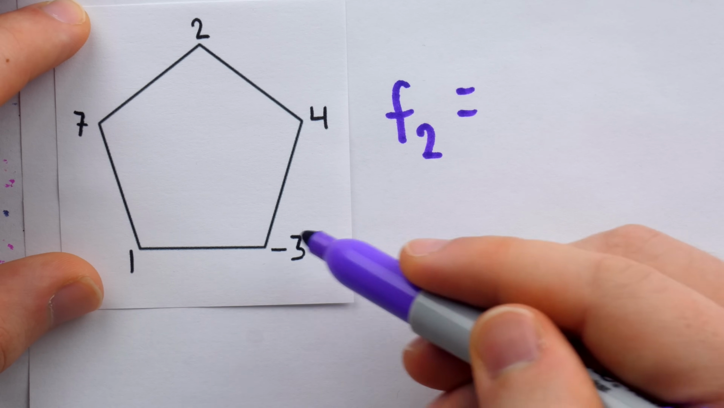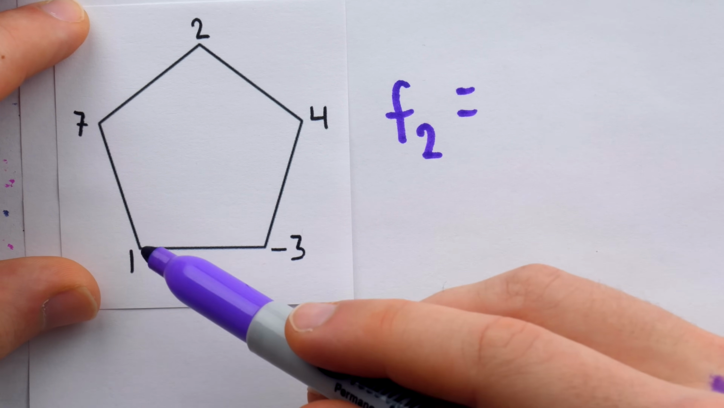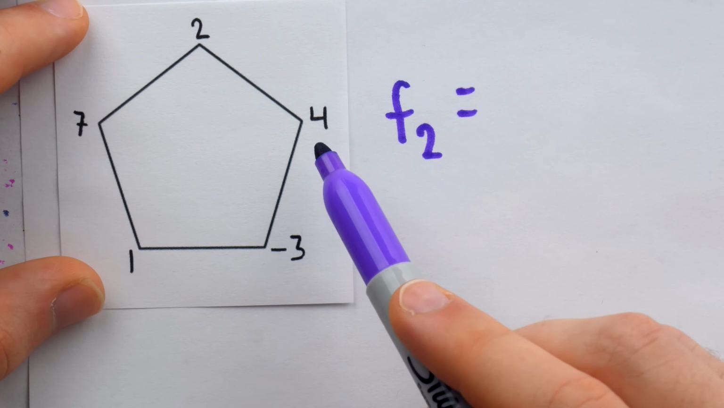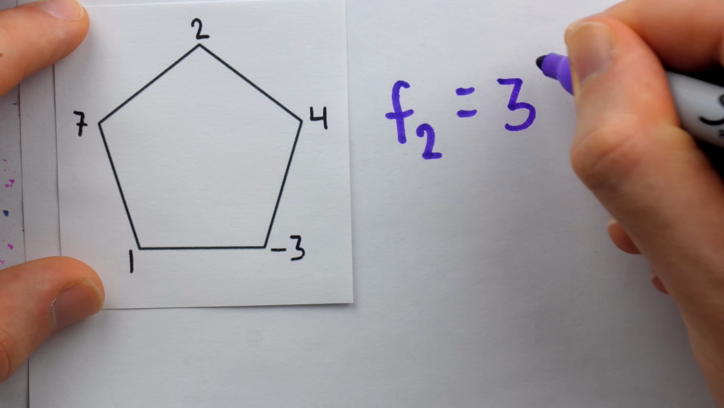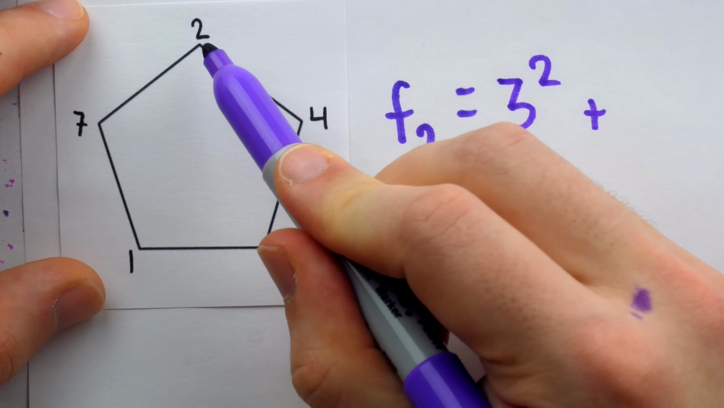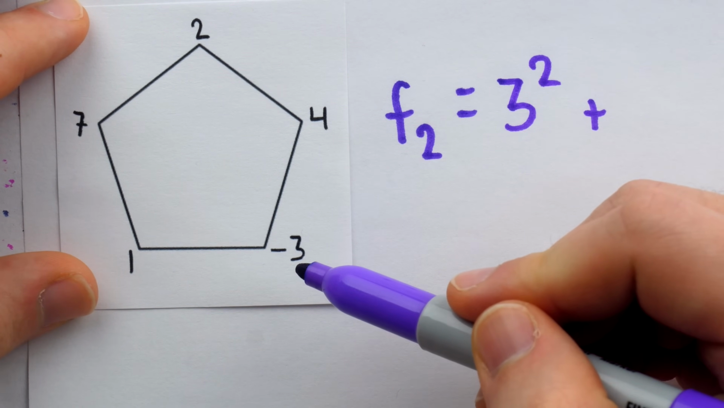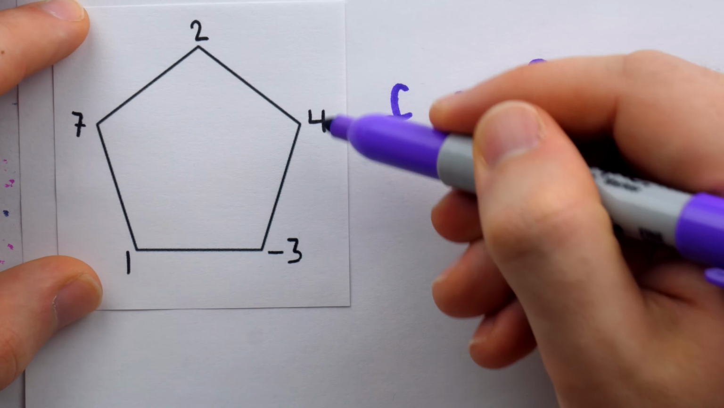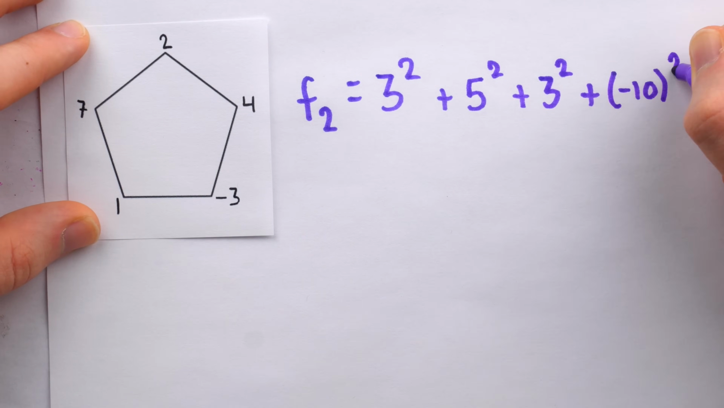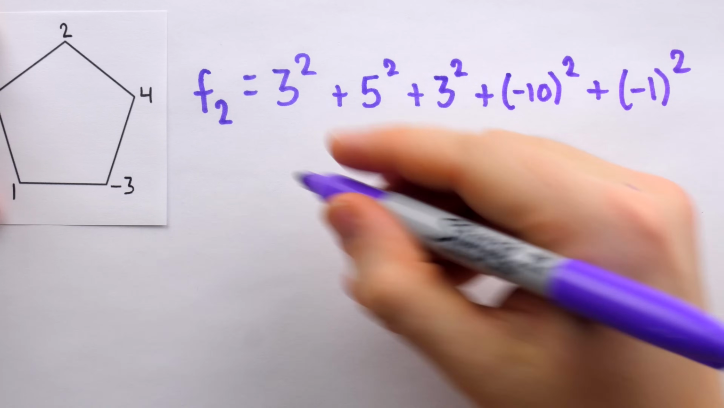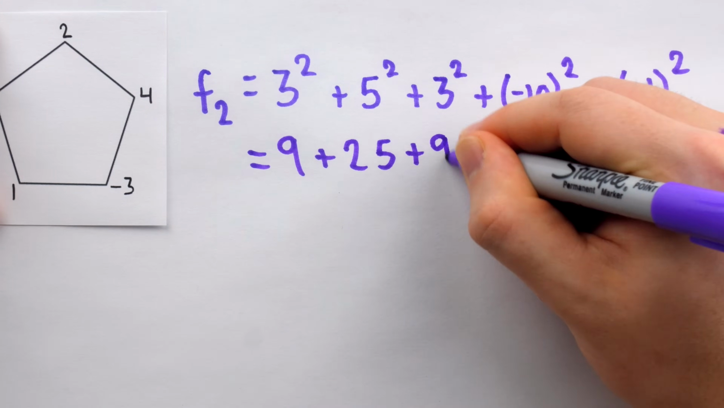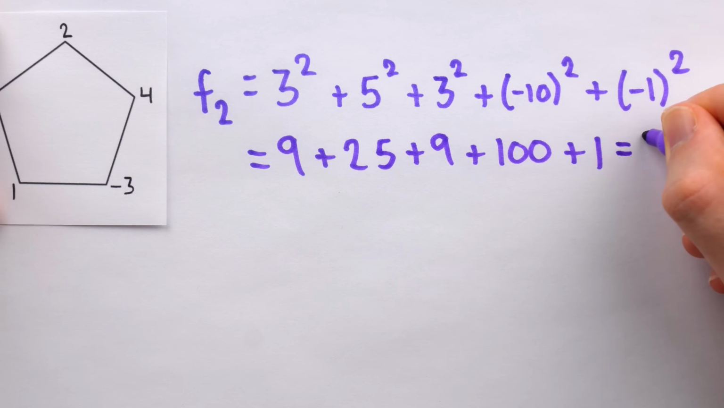And since this vertex has a negative number, that is x4. So this is x5. So 7 here is x1. So we would have 7 minus 4. Square that. So 3 squared. Then we would have x2 minus negative 3. That's 2 plus 3, which is 5 squared. Then we would continue this process. There's 3 plus 7, 1 minus 2, that's negative 1, so plus negative 1 squared. So the value of our function here would be 9 plus 25 plus 9 plus 100 plus 1. And this is equal to 144.